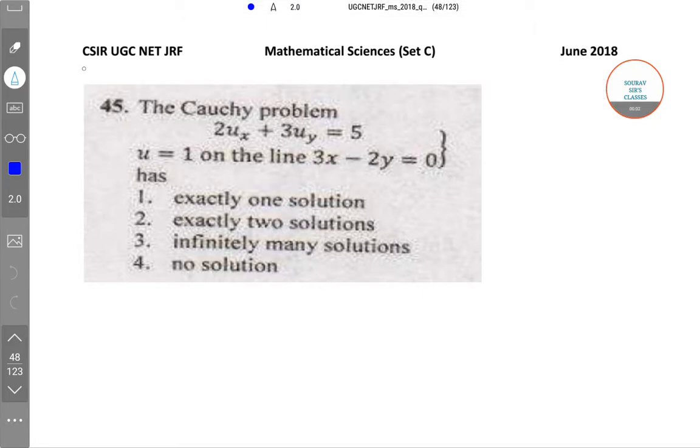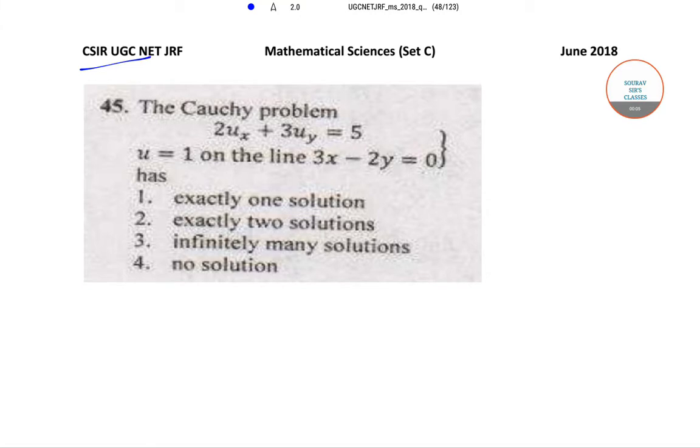Today we will be solving the CSIR UGC NET exam questions from the June 2018 paper. We will be solving the set C of the Mathematical Sciences paper. Let's start off with question number 45.